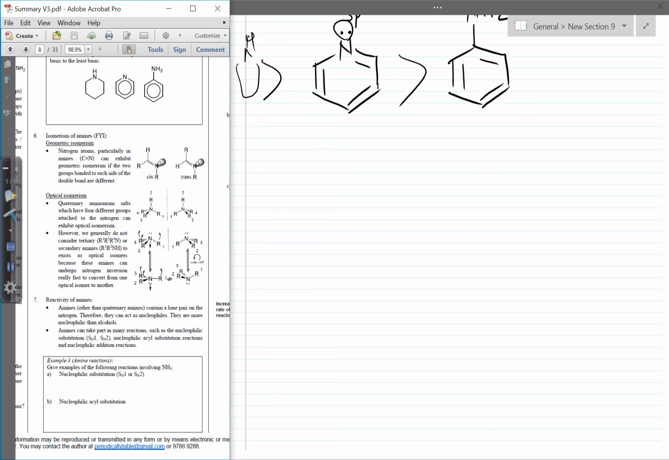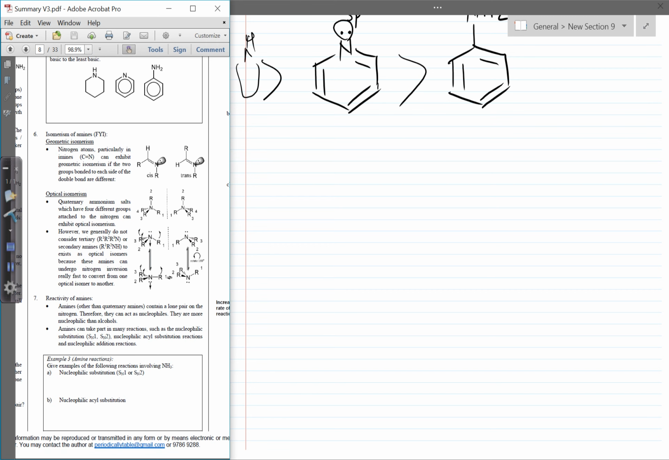Right? But generally we do not consider tertiary or secondary amines to exist as optical isomers. If you check out the structure on the right, if let's say the 3 R groups are different, R1, R2, R3, theoretically speaking, you will expect to see optical isomerism, right? Because the lone pair itself can act as a group. Correct? But the thing for amines is that we don't really consider them to exist as optical isomers because there's something special about them, which is their inversion, right? We call it a nitrogen inversion.